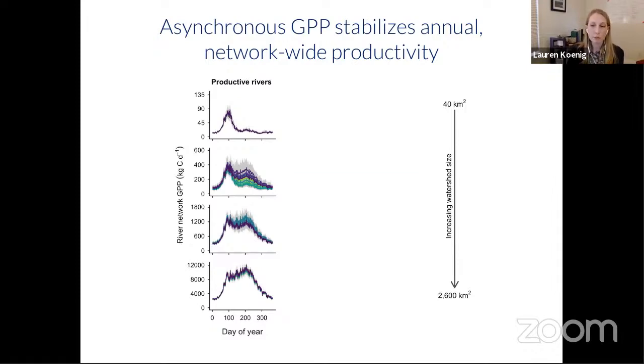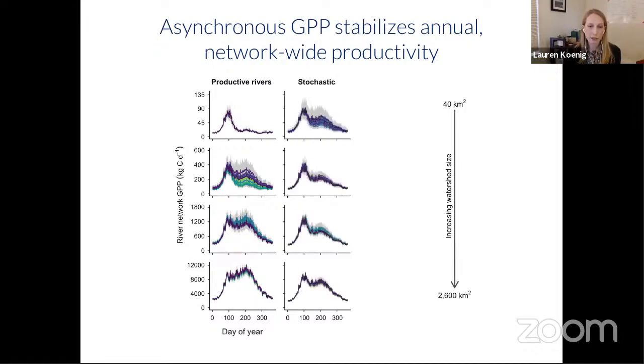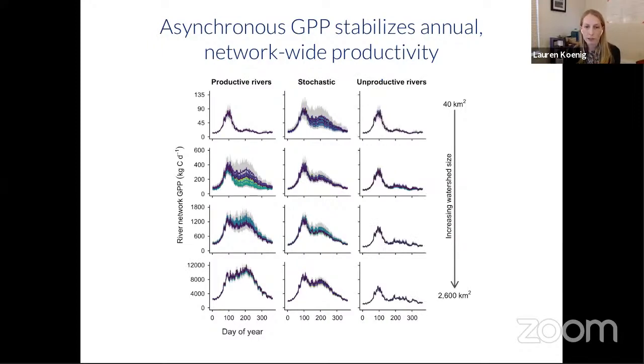However, if we assume that large rivers are productive, the distribution of network GPP shifts later in the year as watershed size increases and more large rivers are sampled. And so we can show similar patterns in the stochastic scenario, which is perhaps most realistic of the heterogeneity we observe in real networks. And this grid represents our envelope of network scale patterns.